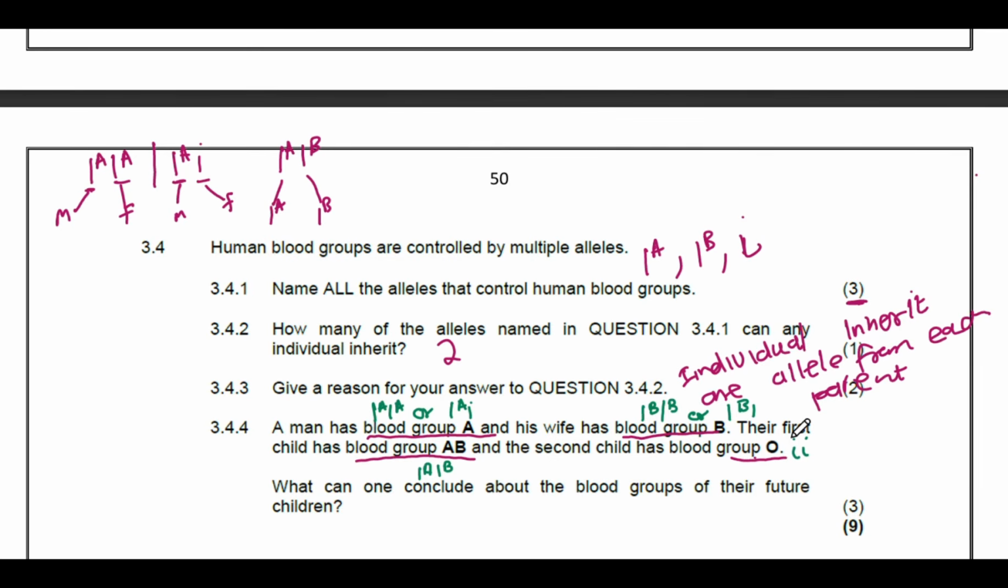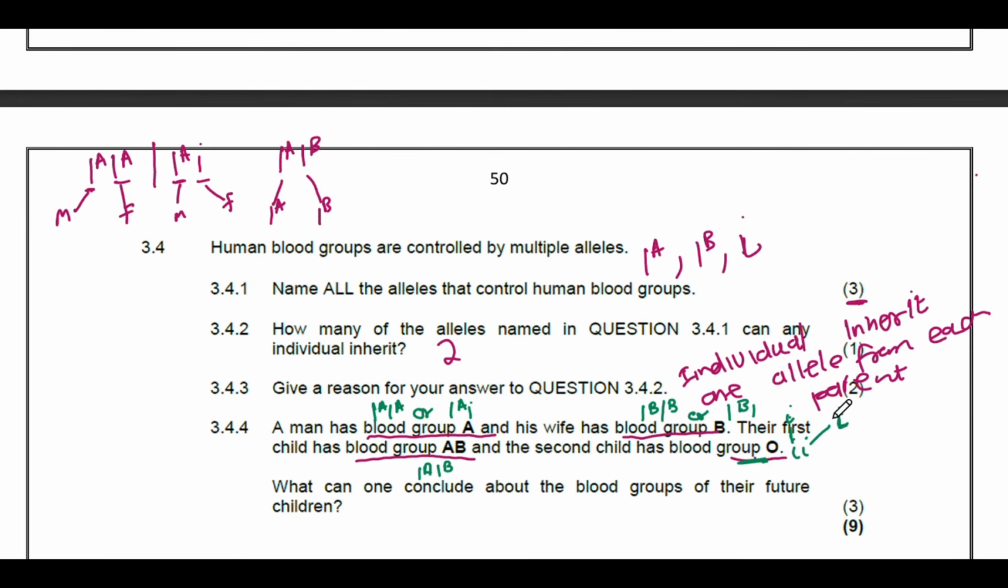If you cannot figure this out, you'll have to attempt a few crosses and see, because in this case we have two possibilities for the parents' blood groups. I would say that them having a child with blood group O is a giveaway, because this child would have inherited one small letter i from each parent. So that means it would need to receive the letter i from the mother and also from the father, one from the mother and one from the father.